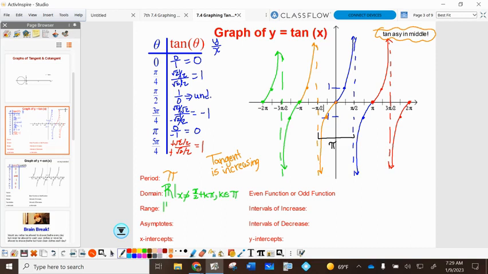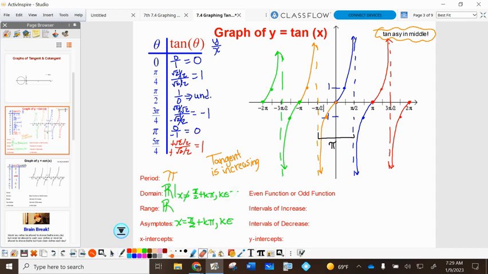Our range is all real numbers. Our asymptotes happen everywhere where our domain was restricted, so that x does not equal pi over 2 plus k pi. That's why those were domain restrictions, because that's where our vertical asymptotes are at. So we already know how to describe them. Oh, and I said k is an element of the integers.